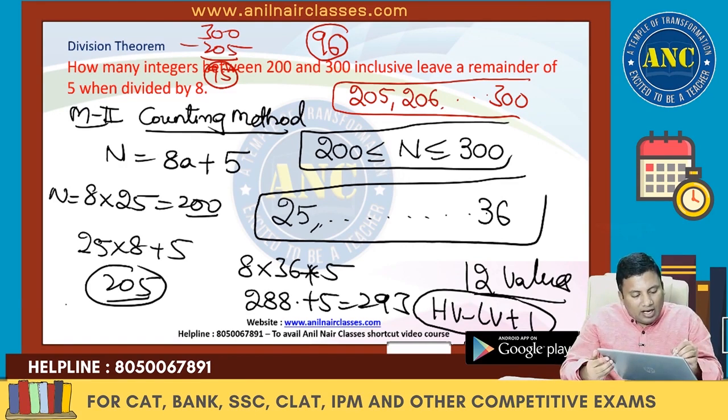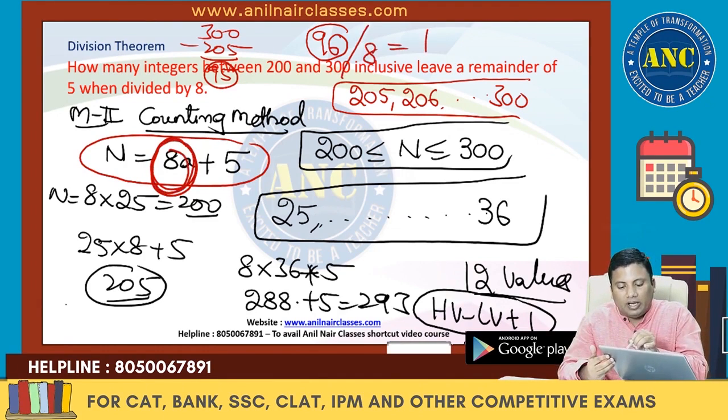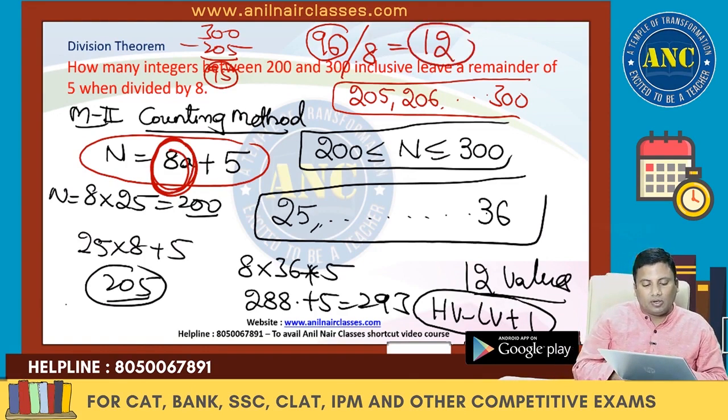But because it is n equal to 8a plus 5, after 8 values only I will get one solution. So 96 by 8 is 12 values.